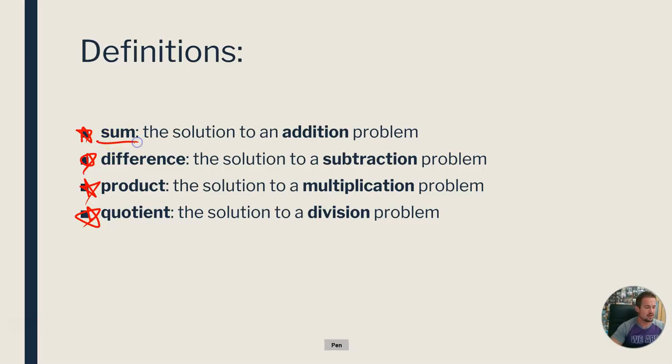So remember that when I see the word sum, that's talking about the solution to an addition problem. So the sum of two numbers is the result of adding them together. Difference is talking about the solution to a subtraction problem. So if I say the difference between these two numbers, it's talking about subtracting them. Product is the word that I use to denote the solution to a multiplication problem. The product of two numbers is what I get by multiplying them together. And the quotient of two numbers is what I get when I divide those two numbers. So those are some general terms that we'll see often enough in story problems that might help us with some of these types of problems.